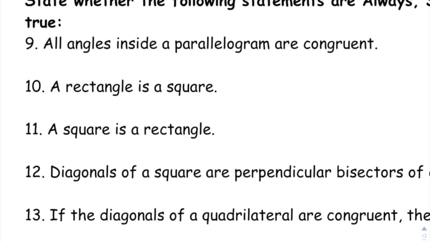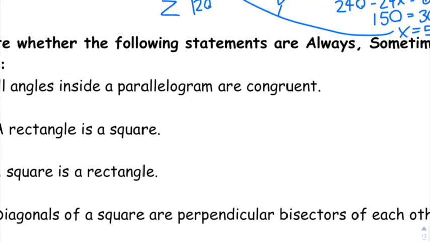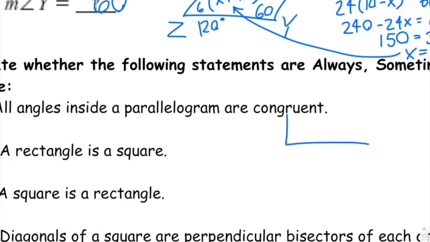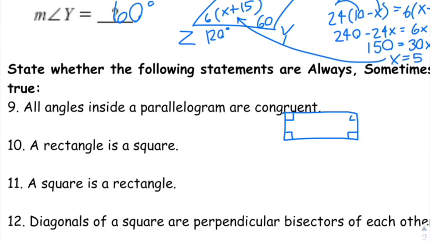All angles inside of a parallelogram are congruent. Now, you can draw a certain parallelogram where they are all congruent, and those would be a rectangle or, more specifically, even a square right there. So I'd say sometimes. There's a way you can draw it where they are congruent, but generally when we think parallelogram, we don't think of all angles being congruent unless it's a specific case. I'll say sometimes for the specific case.